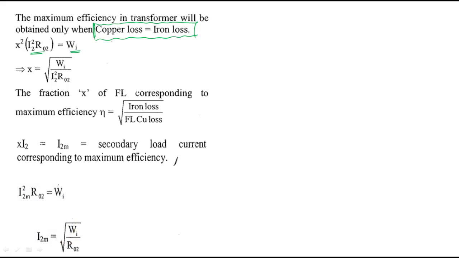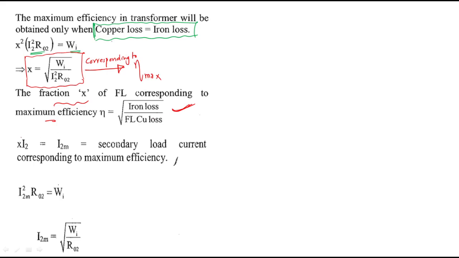So x square into WCU should be equal to Wi. From this the value of x is the square root of iron loss component by copper loss component, which is the fraction of load corresponding to maximum efficiency. Clear?